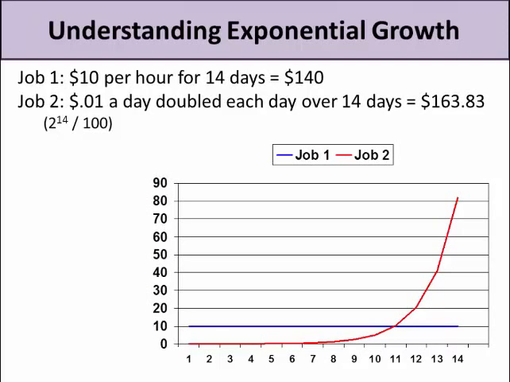Job 2, if you double the population each day over 14 days, the equation to figure that out would be 2, which is the doubling time, to the 14th over 100. Now again, I'm not going to be asking you to calculate doubling times, and I'm not going to be asking you to do any kind of math like this for an exam, but it is important that you understand how it works. So if you had 1 cent a day, doubled each day over 14 days, you would actually be getting $163.83 total. And that is substantially more than the $140.